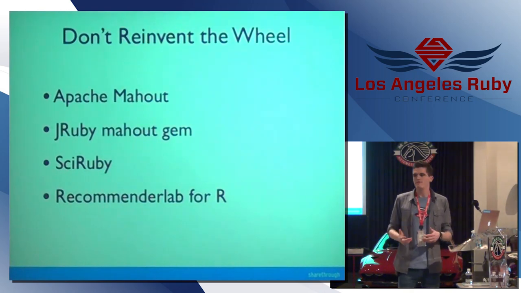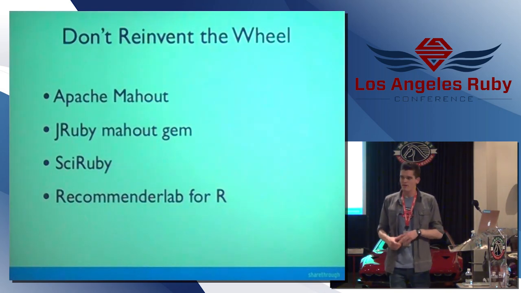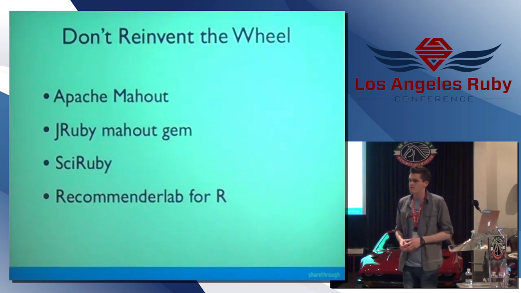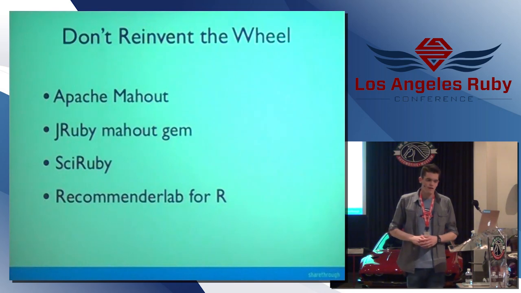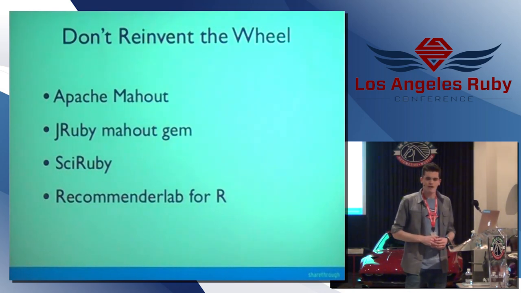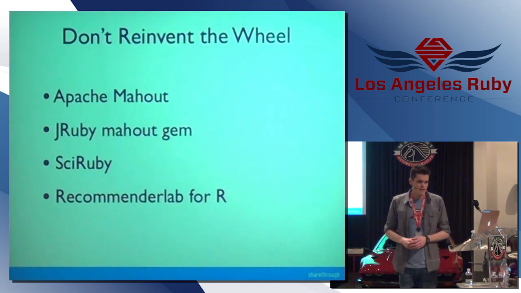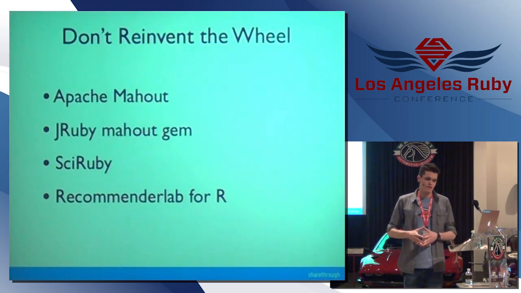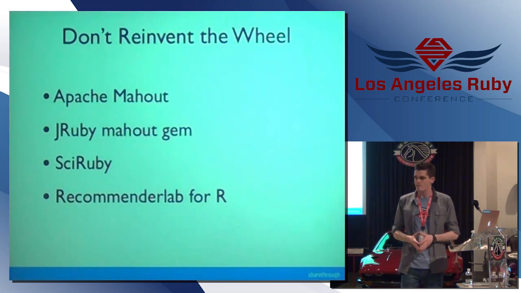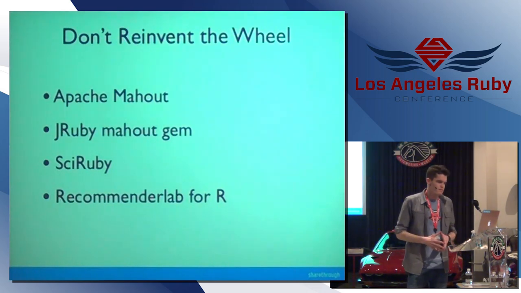At the same time, most of these algorithms come down to basic matrix operations, which means you should definitely check out the SciRuby project. I know in one of the previous talks, they said that the Ruby community is not as mature as the Python community when it comes to scientific computing. And that might be true, but the SciRuby guys are making big steps towards making it better. And if you want to build any sort of recommendation stuff in Ruby, you're going to want to check out this project.